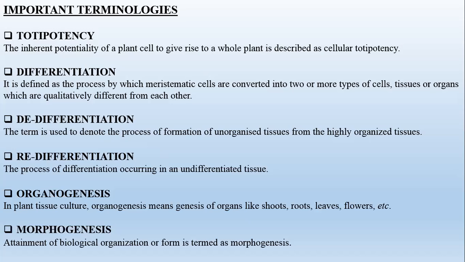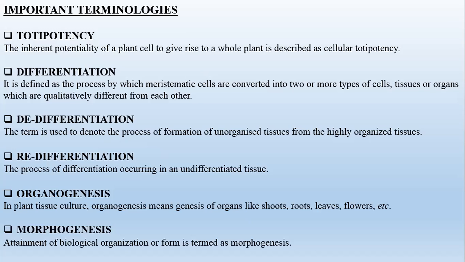Then de-differentiation. The term is used to denote the process of formation of unorganized tissues from highly organized tissues. Highly organized tissues are the parts of the plant body, which have a particular function and specific tissues. From these, if we get unorganized tissue, that is callus. Callus is one of the important examples of unorganized tissue. This process is called de-differentiation. Then redifferentiation, the process of differentiation occurring in undifferentiated tissues.